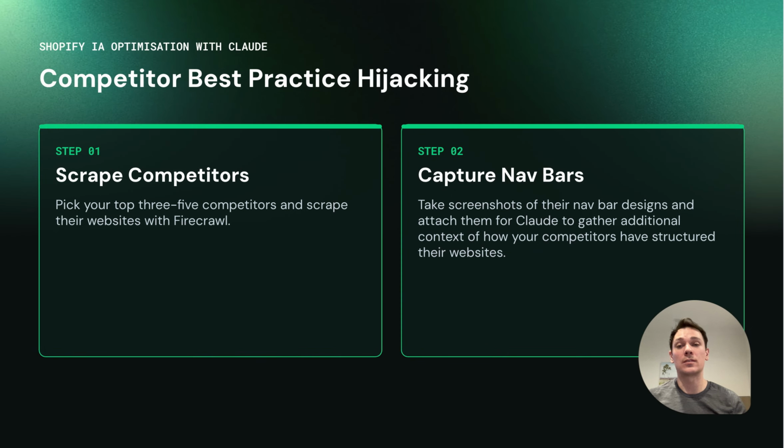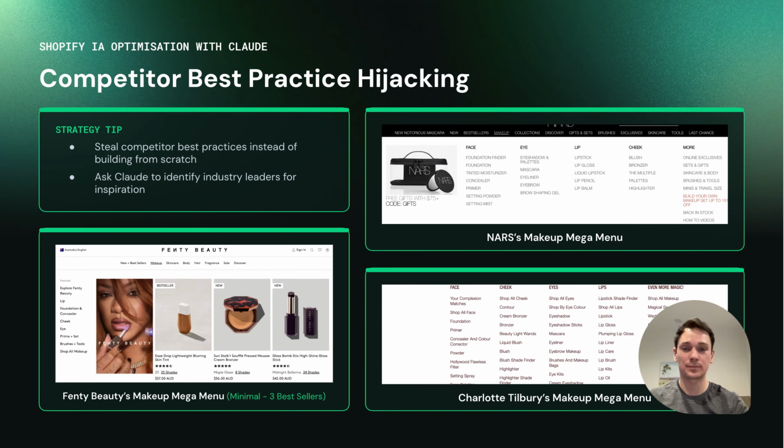So we also want to start using that competitor hijacking process that I spoke about. You can either scrape your competitors using Firecrawl, or you can just capture their nav bar manually with some screenshots and provide that to Claude or Claude Code as some additional context. So here's an example of competitor hijacking. We've got Fenty Beauty's mega menu here with some new arrival products and a bestseller with very few collections. They actually have 69 collections with many of them orphaned, which we'll actually get through and internally link from a mega menu later on.